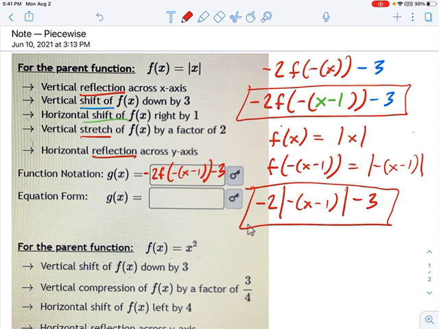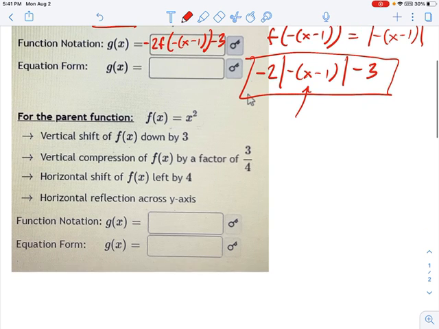Now, if you want, you could have written this thing right here as negative x plus 1, right? It's the same thing, but I just like to keep parentheses on there to keep it clear what's going on in terms of reflections and shifts. So with this one, we'll go through this a little quicker.